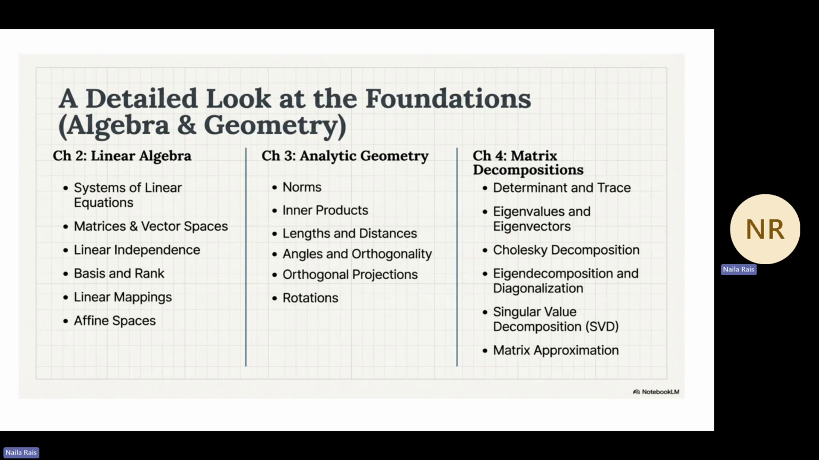So we'll look into the detailed topics that we need to understand and cover for machine learning: linear algebra, systems of linear equations, matrices, vector spaces, linear independence, basis and rank, linear mappings, affine spaces. Chapter 3, Analytic Geometry: norms, inner products, lengths and distances, angles and orthogonality, orthogonal projections, rotations. Chapter 4, Matrix Decompositions: determinant and trace, eigenvalues and eigenvectors, Cholesky decomposition, eigendecomposition and diagonalization, singular value decomposition (SVD), matrix approximation.